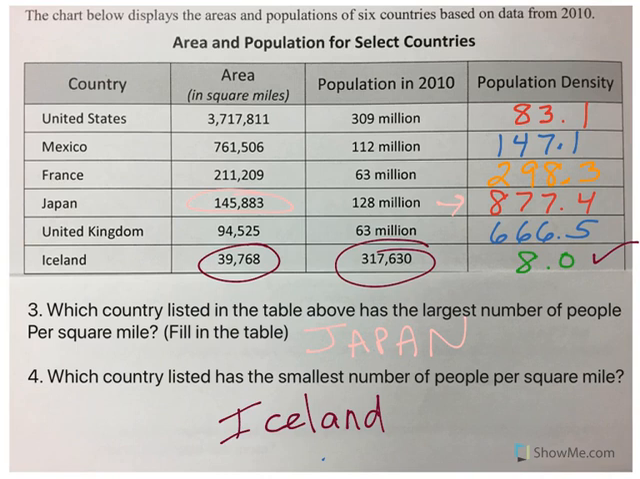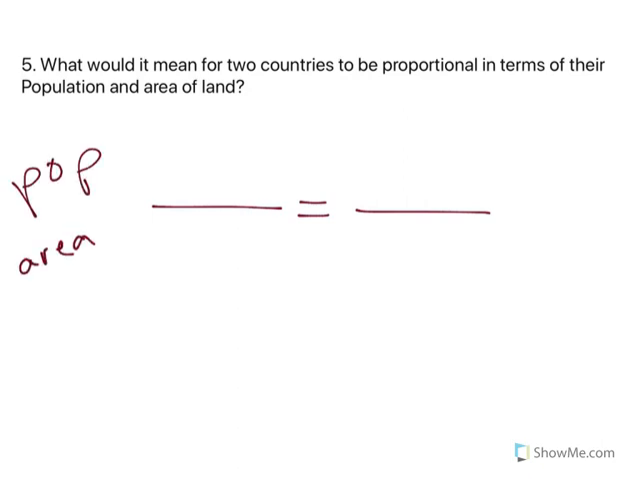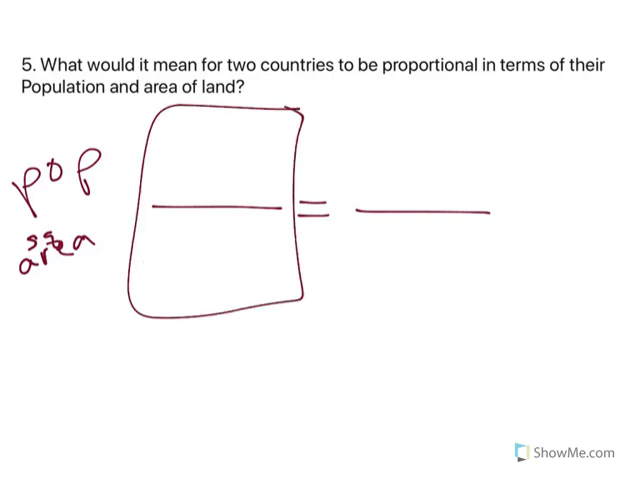All right, so there's finding population density. And then what would it mean for 2 countries to be proportional in terms of their population and area of land? Now think about what that means. If we're talking about population and area of land, so square area, and they're proportional, meaning these 2 pieces are the same, well, think about what this represents. Population over square area is population density.